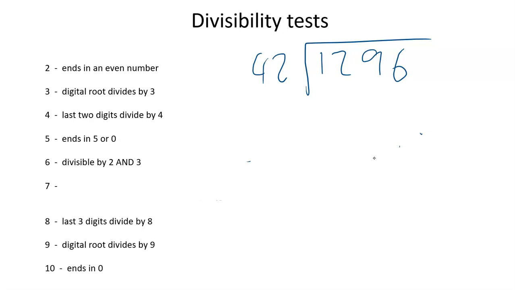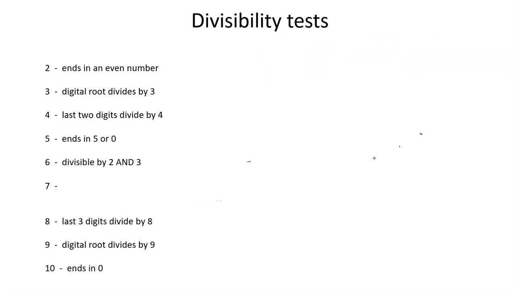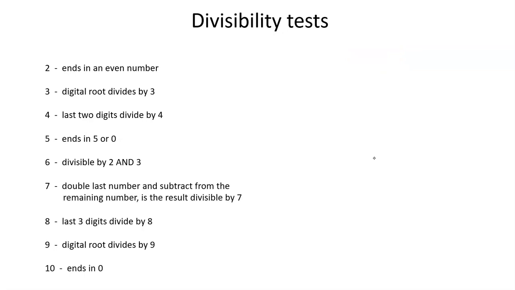What about 7? Well, I did say you don't need 7, so feel free to turn the video off now. But if you want to know how to do 7, you double the last number and subtract it from what's left. And if the result divides by 7, then you're good. So let's do 1296, which we know doesn't work, but let's just see how it works.